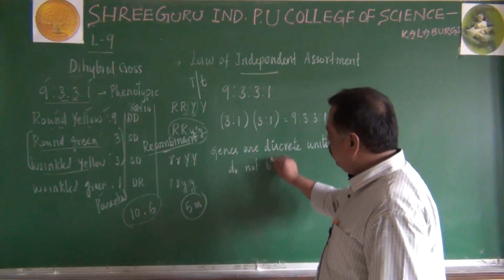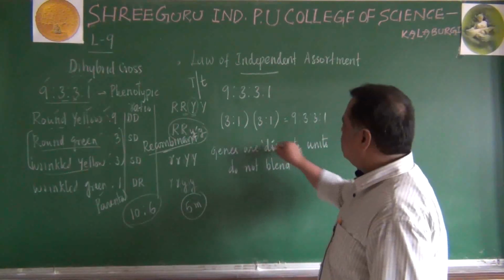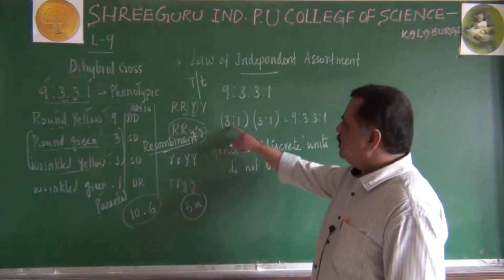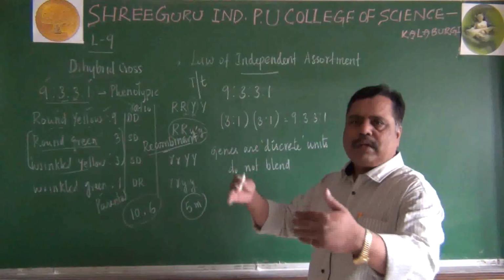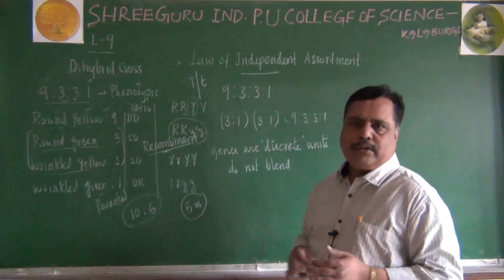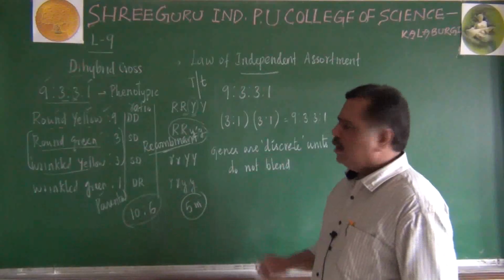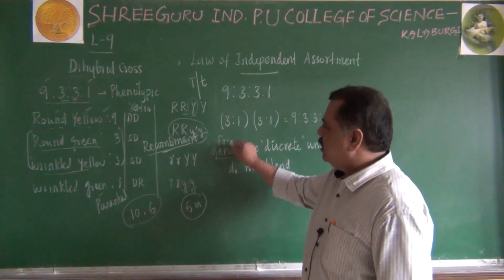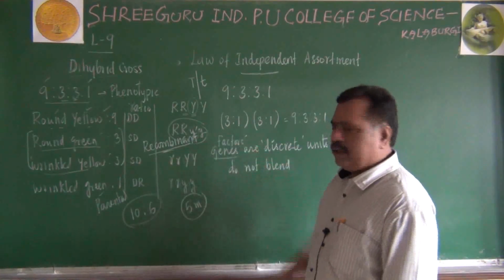So genes do not blend, they are discrete, separate units, he told. And because these ratios are in the form of mathematical expression also, they behave as independent units only, Mendel believed. He did not use the word gene, of course; he used the word factors, we know this point.